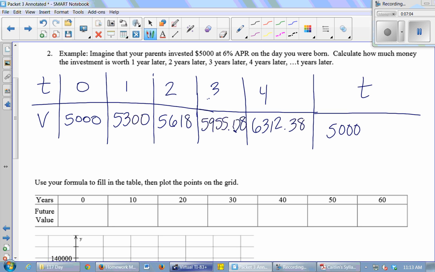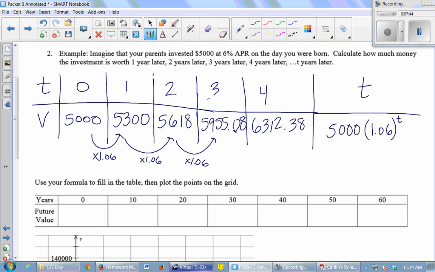$5,000 is what we start with. And then every time we move a year, we multiply by 1.06. And multiplying by 1.06 over and over and over again is like saying multiply by 1.06 to the t. Repeated multiplication is an exponent. So this is times 1.06 raised to the t. So that would be the formula for the value of my account after t years. So I'm going to predict even further into the future here.